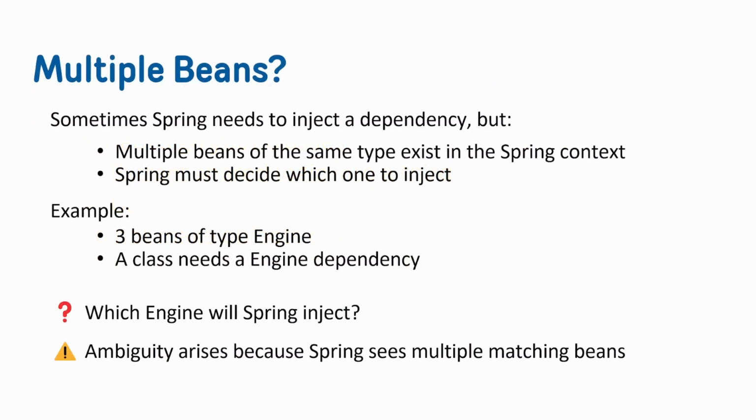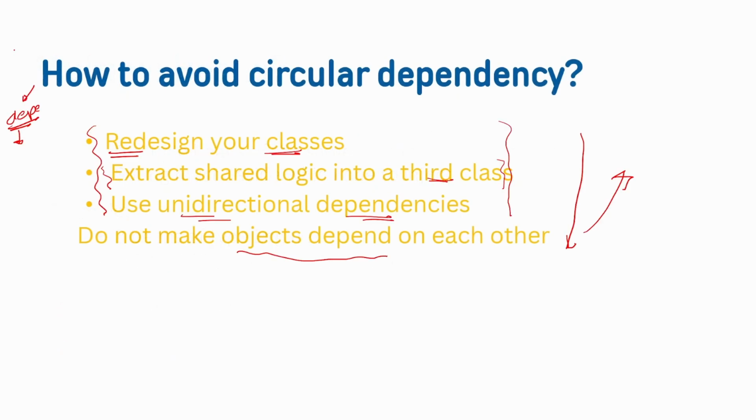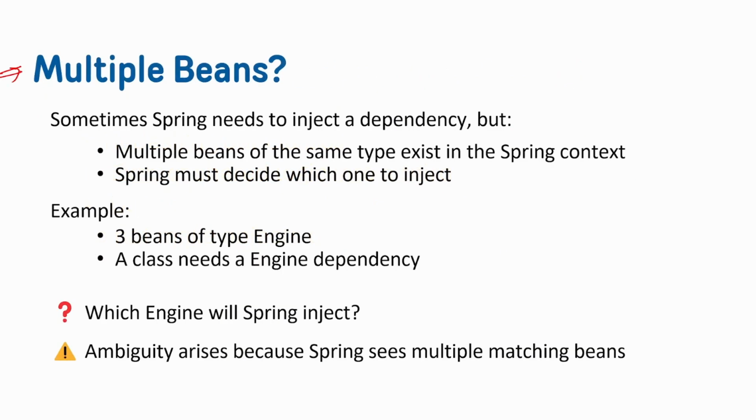So now let's see what the problem is with multiple beans. First we saw the circular dependency, what it is and how we can avoid it. Now let's see about multiple beans. Sometimes Spring needs to inject a dependency, but multiple beans of the same type exist in the Spring context. Spring must decide which one to inject.